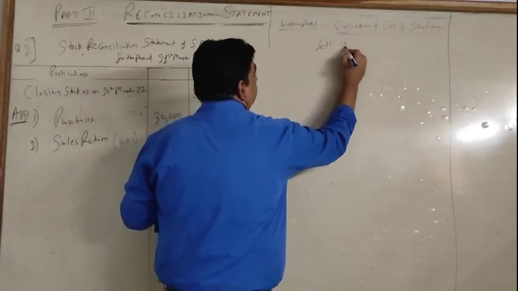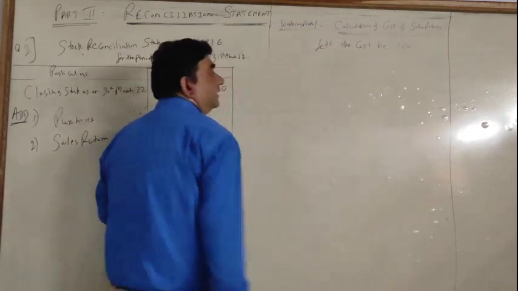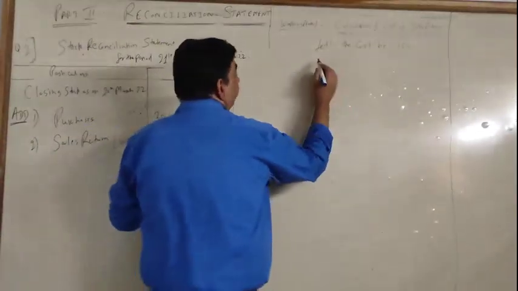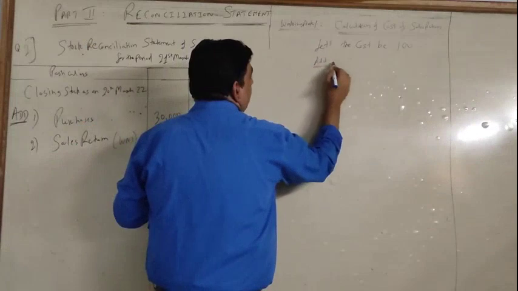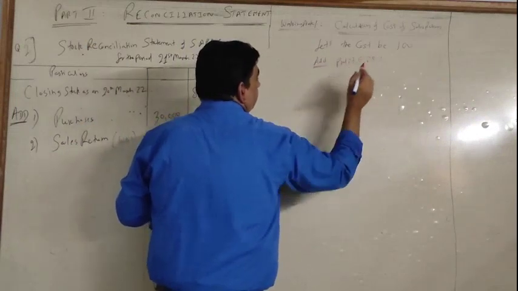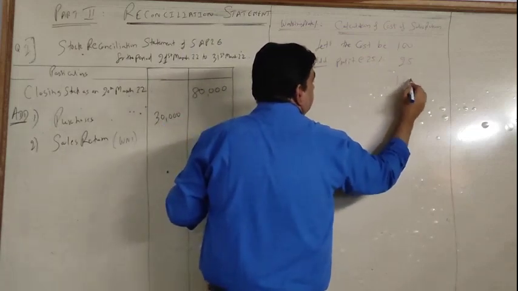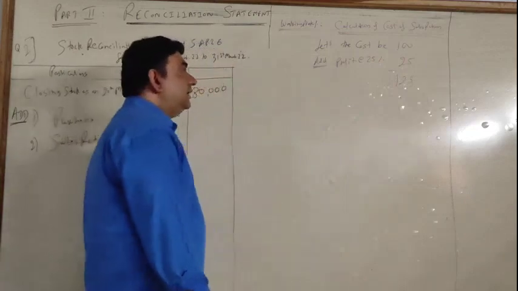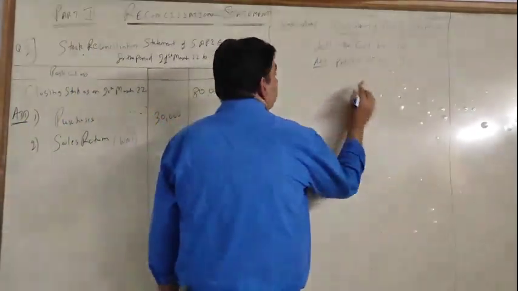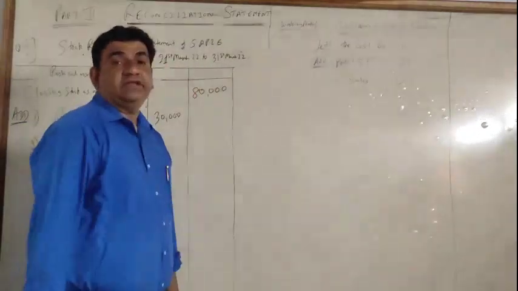Let the cost be 100. Profit is 25%. So add profit at the rate of 25%. 100 plus 25 gives you 125. That is my sales. Therefore, my sales is 125.